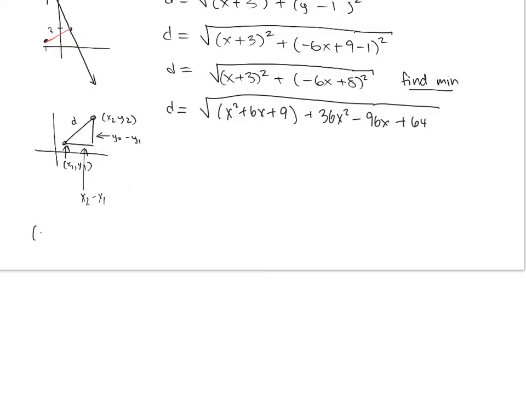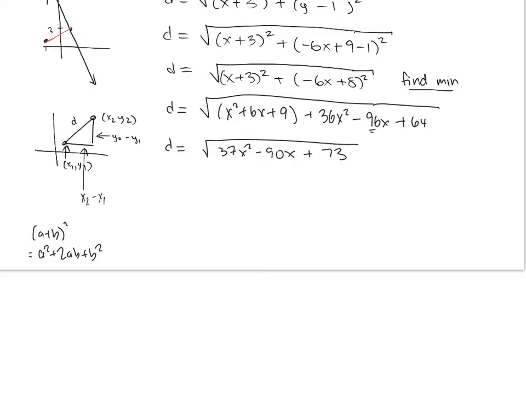Because when you square a plus b, what's the formula? a squared plus 2ab plus b squared, right? That's why I got this to be 96. I did 6 times 8 is 48, and then times 2 is 96, right? Okay. And then combine like terms a little bit, and you get the root of 37x squared minus 90x plus 73, I believe. Okay. So that is our distance formula for this specific line.